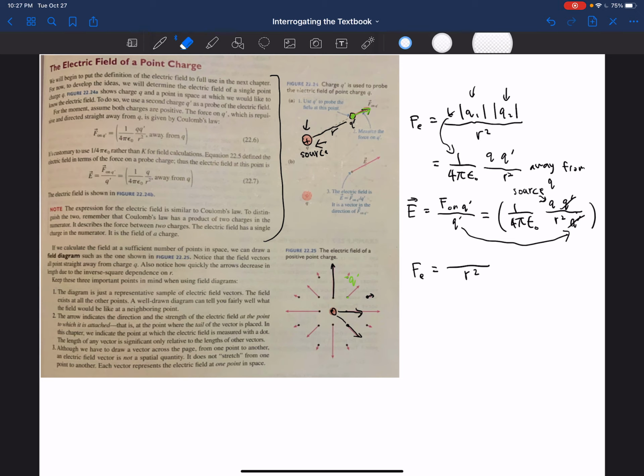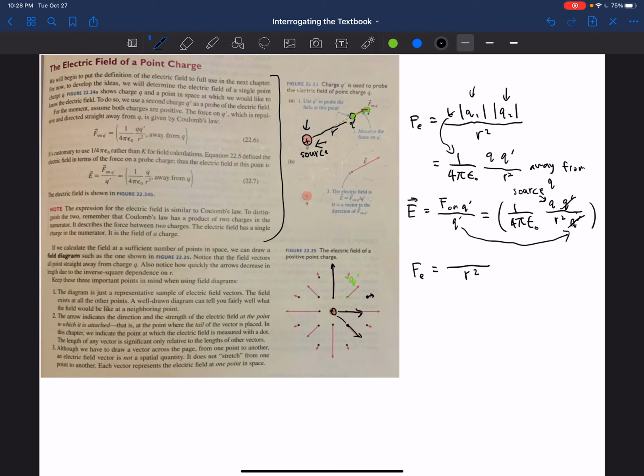Keep these three important points in mind when using field diagrams. The diagram is just a representative sample of electric field vectors. The field exists at all the other points. A well-drawn diagram can tell you fairly well what the field would be like at a neighboring point. So it's just saying that the diagram is showing a few points. It should be everywhere, since a field doesn't really have dots, but this gives us a general idea of approximately what the field strength would look like at certain points.